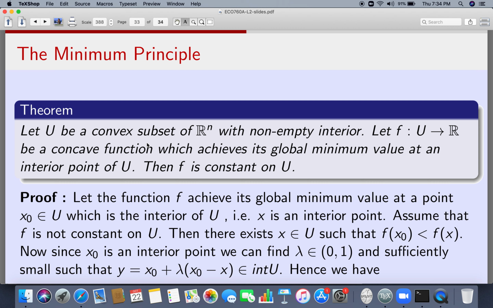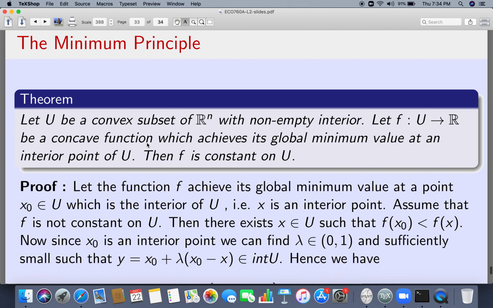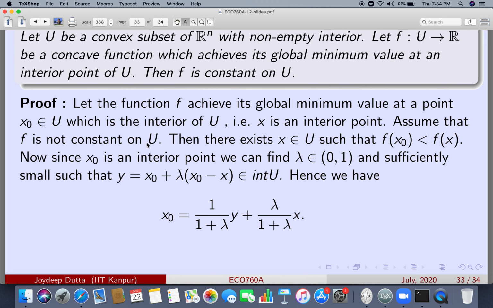This kind of similar result is there in complex analysis, and that is true for analytic functions, and that you can go and seek out on the net, or look into any book on complex analysis, and you will have that. So what is there? It says that let the function achieve its global minimum at x0, an element of U, which is an interior point.